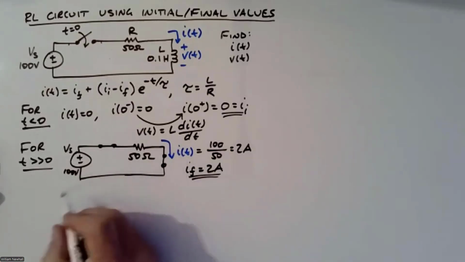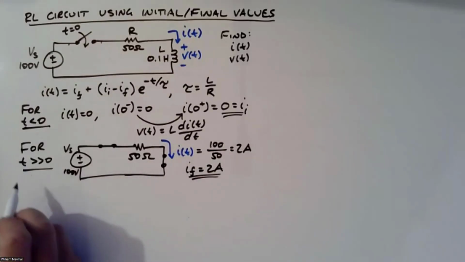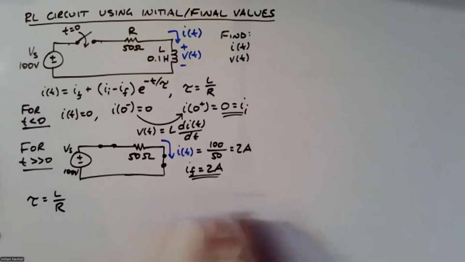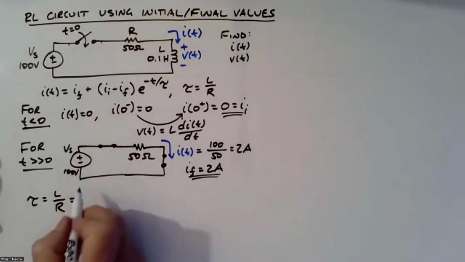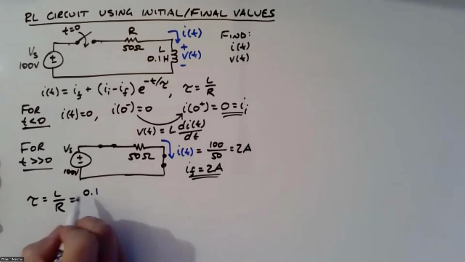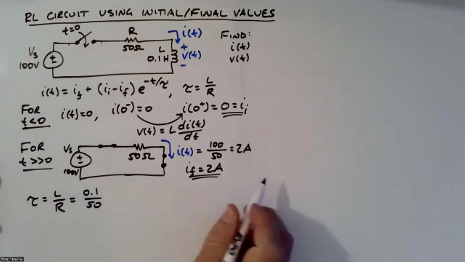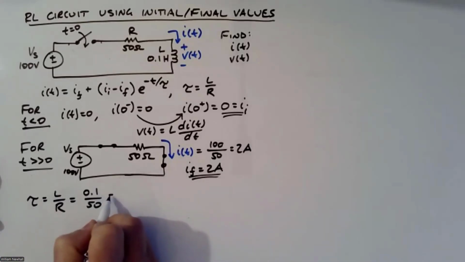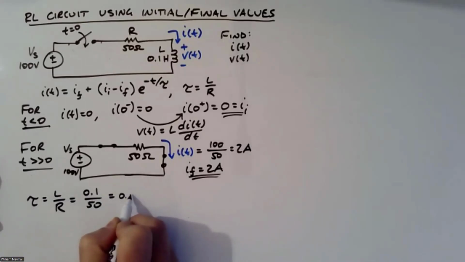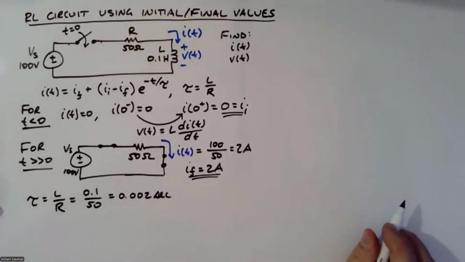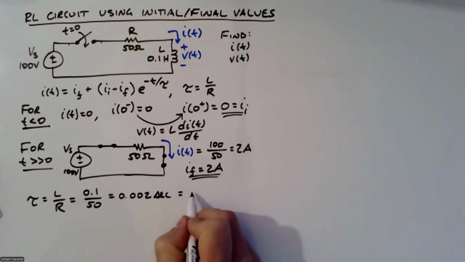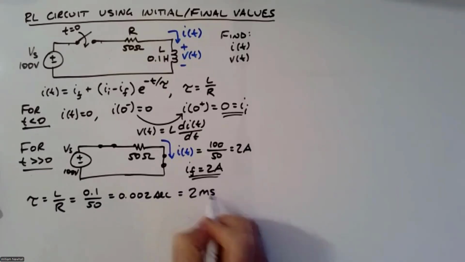Okay, so now we need to find tau. And tau is equal to L over R, which is L is 0.1, R is 50, and that's equal to 0.002 seconds. So what's that? 2 milliseconds.